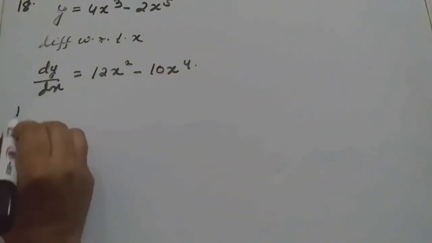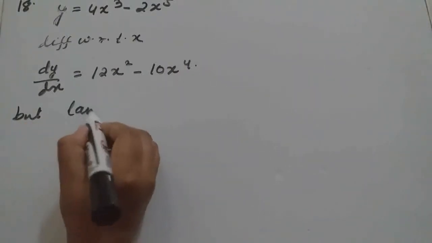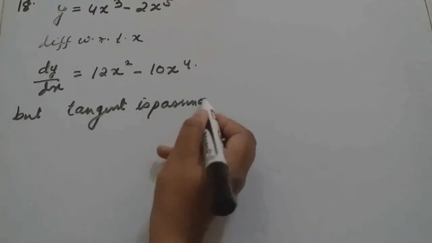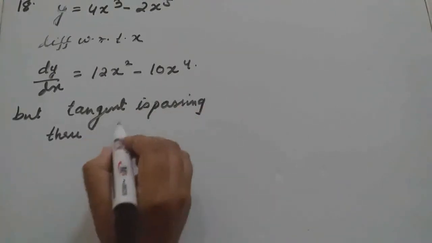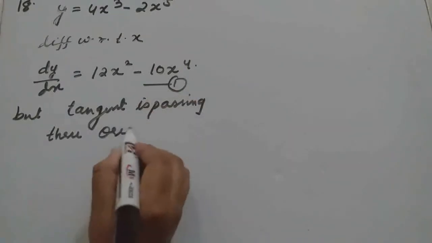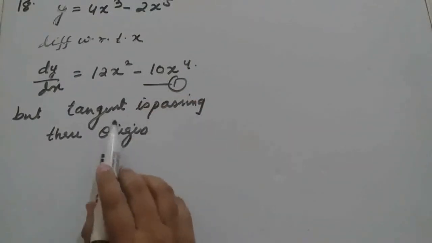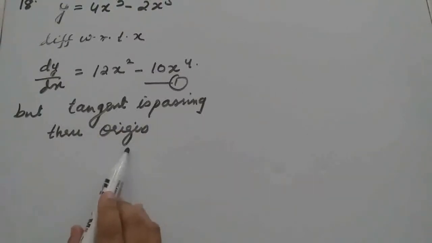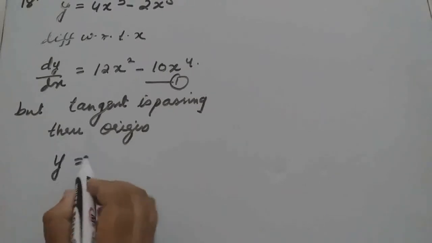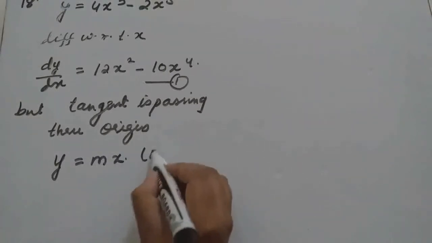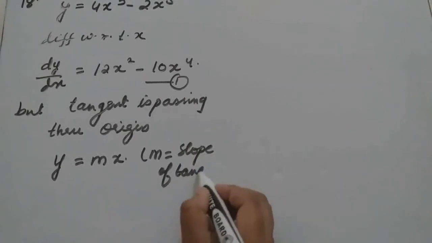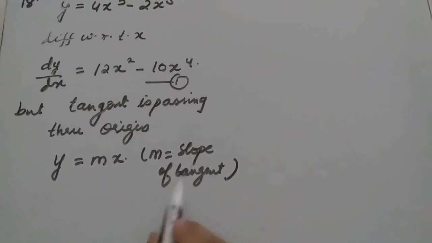But the tangent is passing through the origin. Okay, so the tangent is a line. Tangent is nothing but the line. So that line is passing through the origin. So what will be the equation of that line? y is equal to mx, isn't it? Where m is the slope of the tangent. So what will be the value of m then?